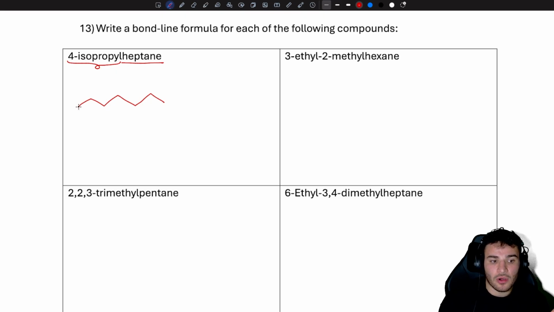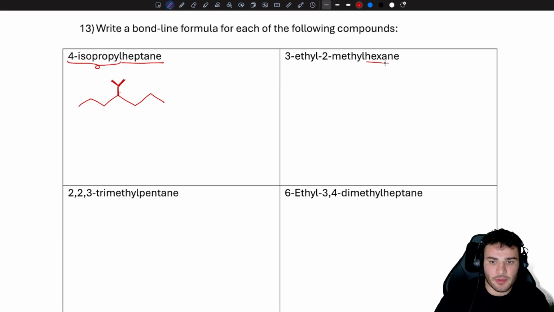So let's just find 4. 1, 2, 3, 4. 4 is going to be right here. And remember, isopropyl looks like this, right? With attached to whatever, blah, blah, blah. And so our bond line structure should look like that.